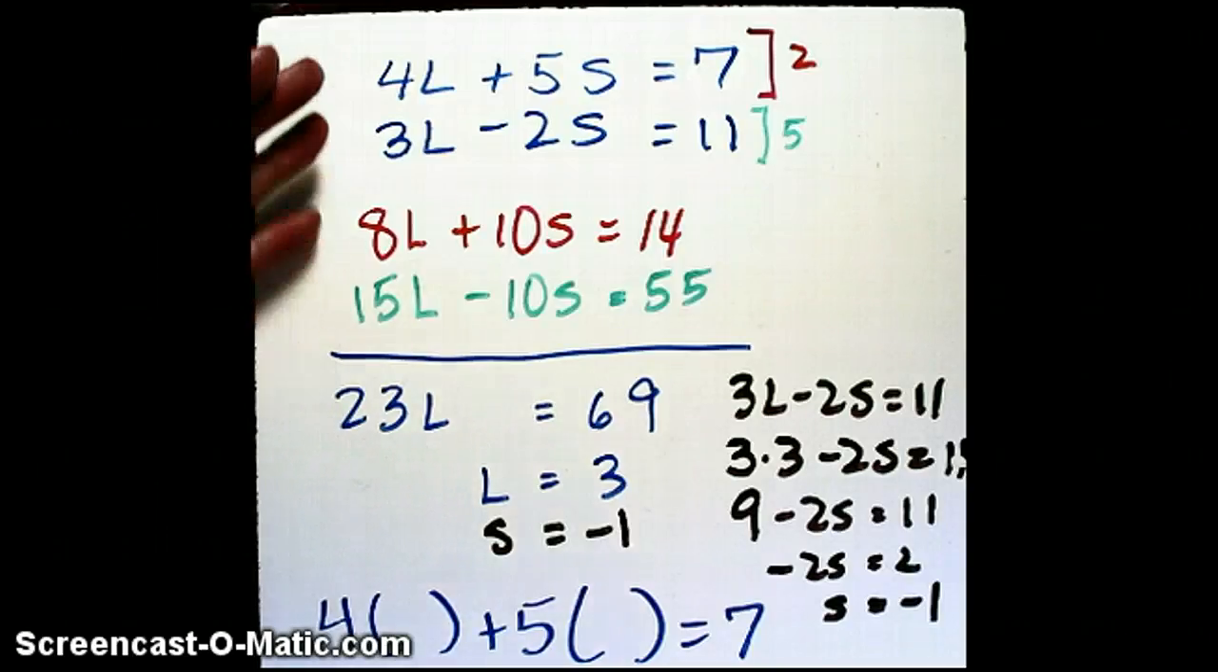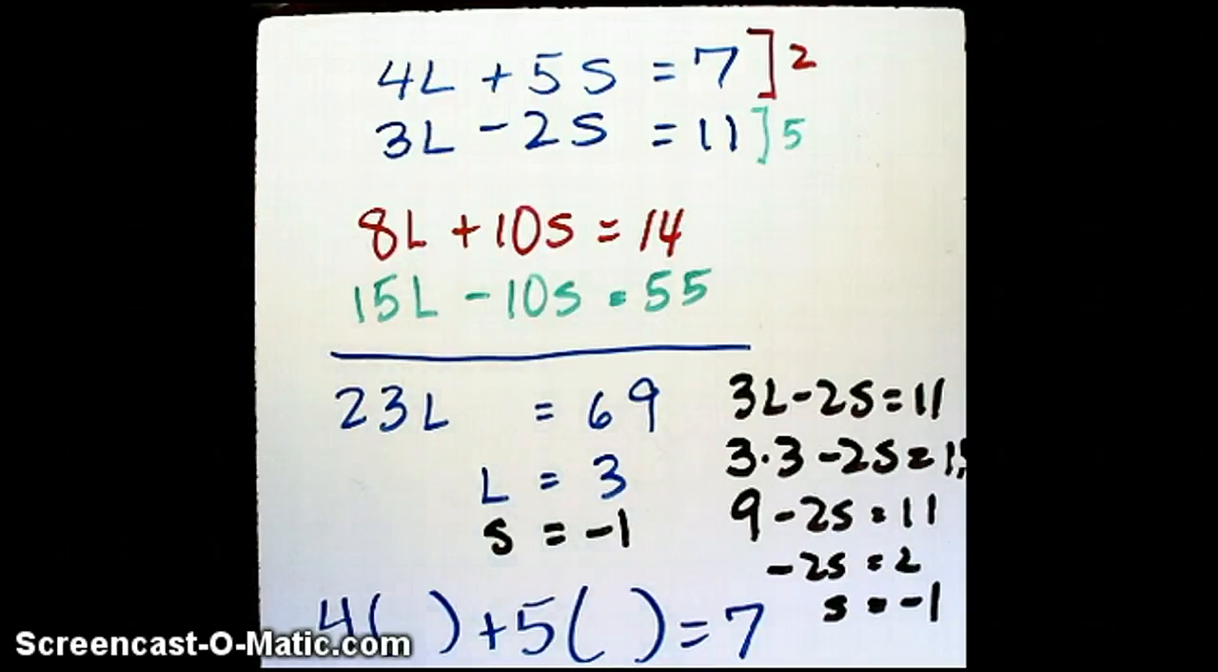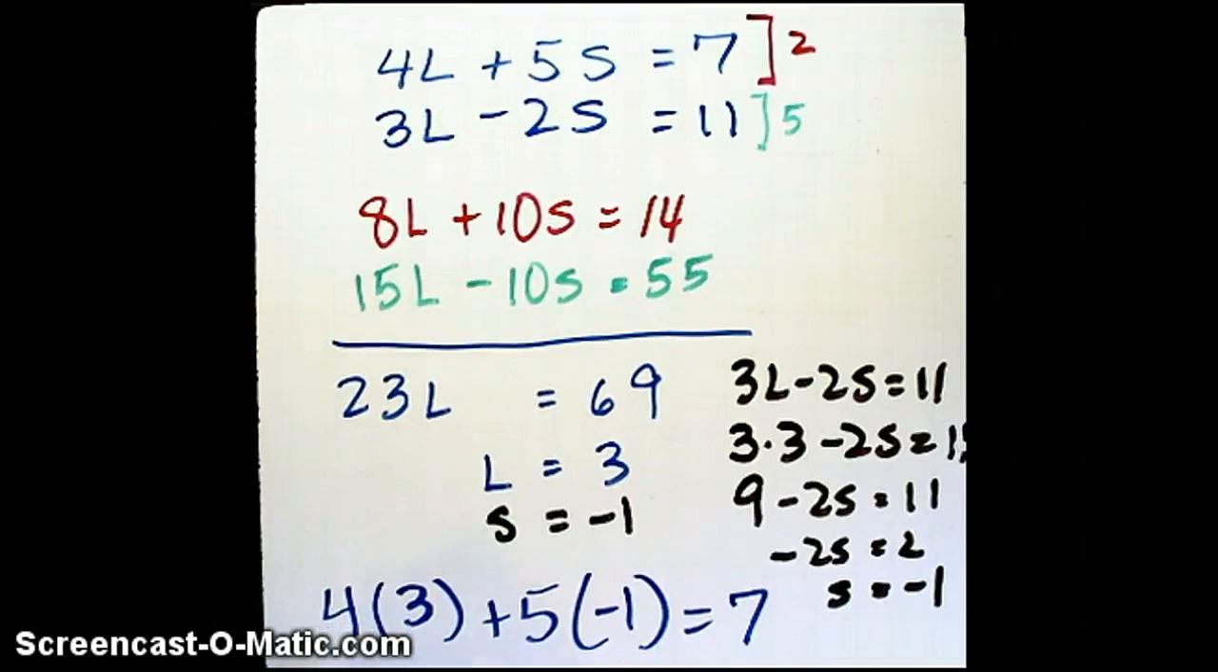Now the question is, could I check this? Well, yes, I could put them both back into the original equations. Since I just used the bottom equation, I'll check in the upper one. 4 times the larger, that would be 4 times 3, plus 5 times the smaller, that would be negative 1, is 7. Is that true? What is 4 times 3? That's 12. 12 minus 5 is 7. It is 7, so it works out. So that makes that true. That would be how to solve a number problem.